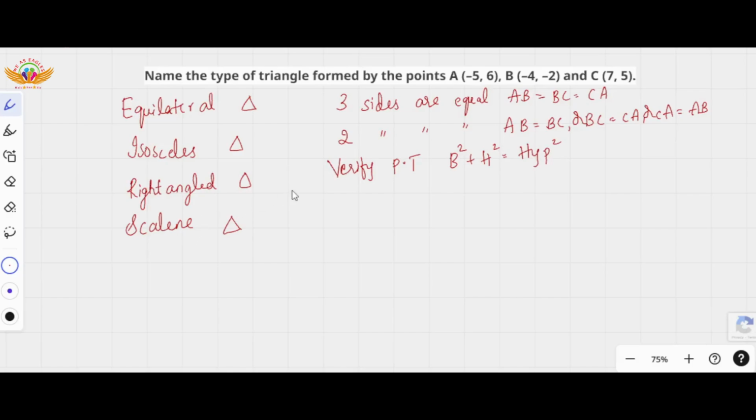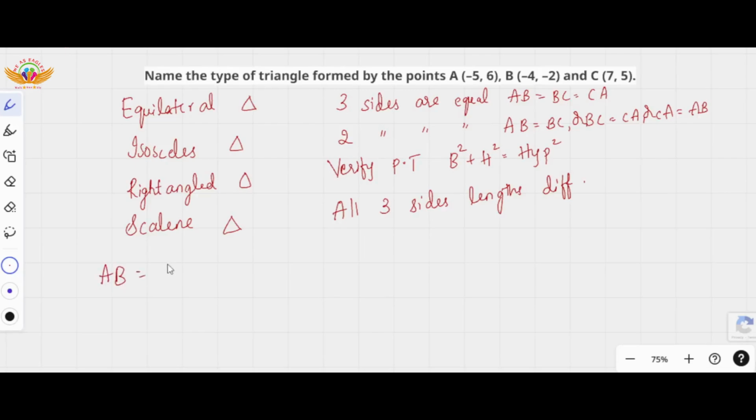Coming to scalene triangles, all three side lengths will be different. Then we call it a scalene triangle. So please note down this tabular column, very very important. If you know this, then you can easily solve the question and find out which type of triangle it is. So here they have given ABC points. Let us find out AB first.